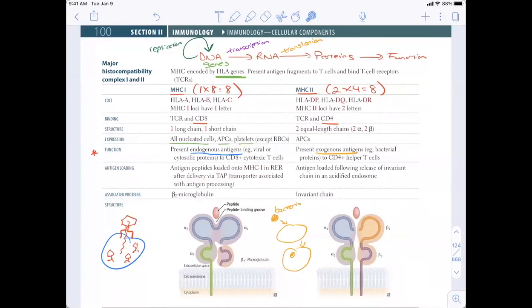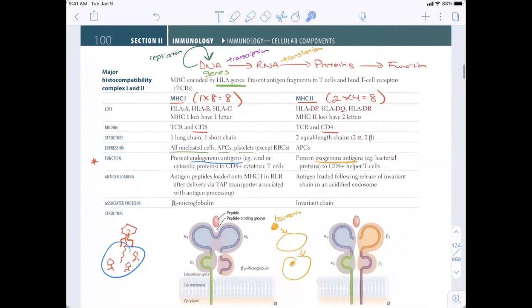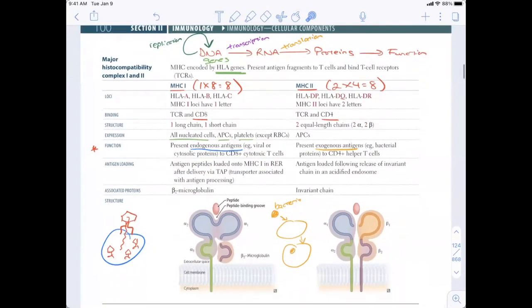But on this other side, we have to use what's called an endosome. Why? Because endocytosis is taking place, like we just said. That is how an exogenous antigen gets into the cell, by endocytosis. So that's how the antigen is loaded, following the release of something called your invariant chain. Remember this, your invariant chain is specific to your MHC2. And that's it right there.